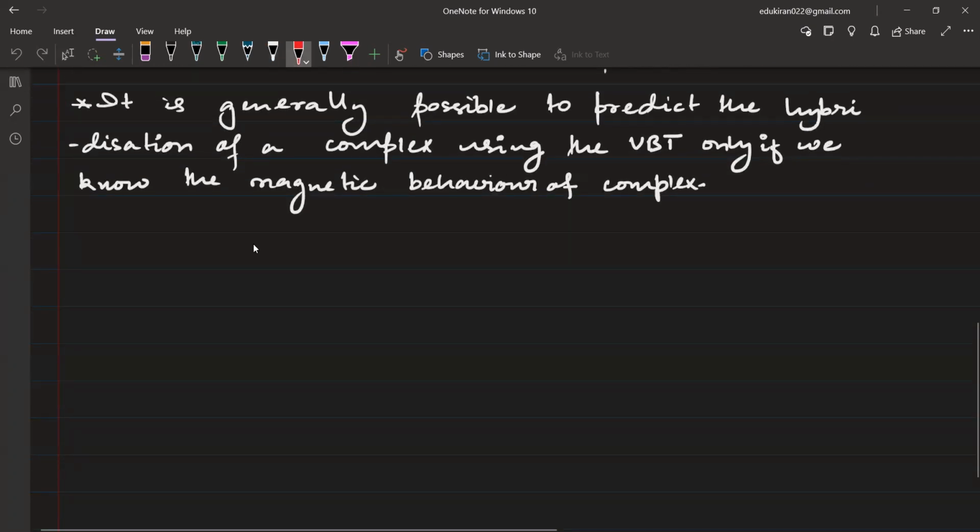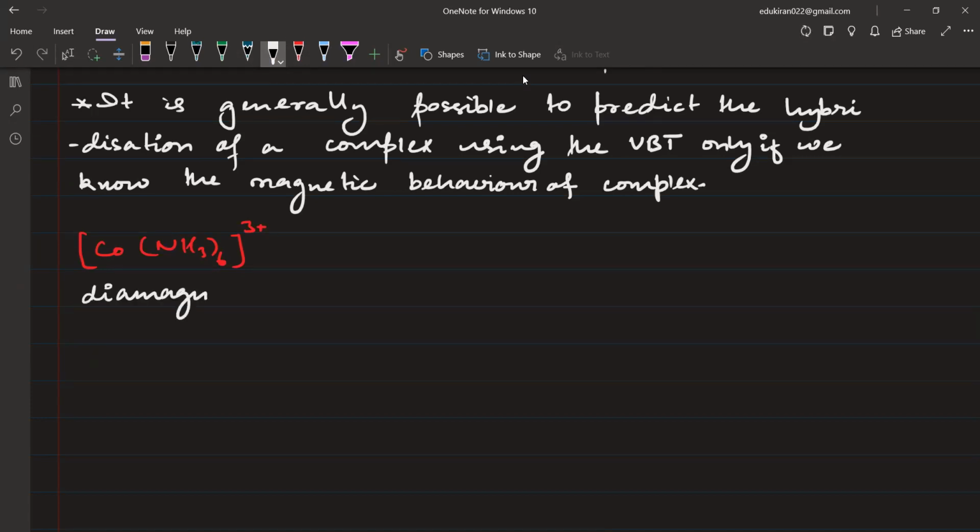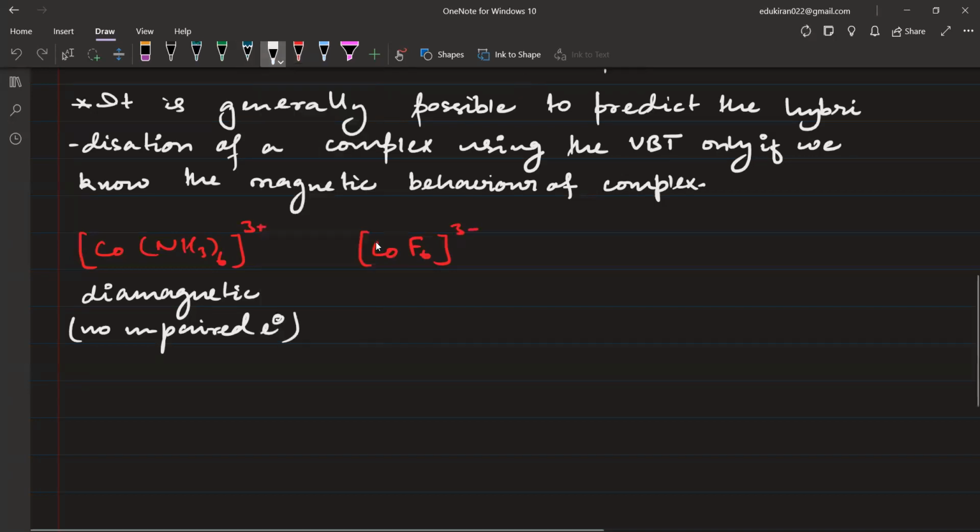No, right? Okay, see. We have two complexes, cobalt NH3 6, 3 positive. Now, this is diamagnetic. What does diamagnetic mean? It means there is no unpaired electron. And then you have cobalt F6, 3 negative. This is paramagnetic.